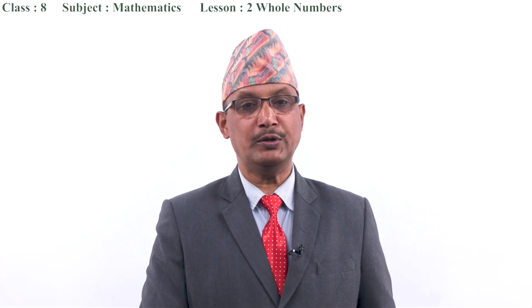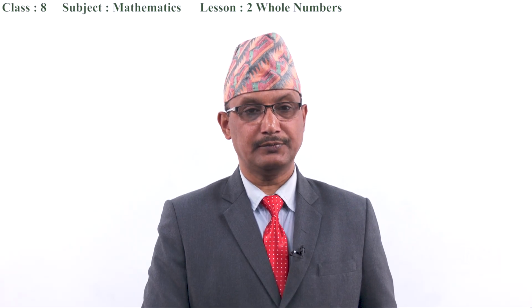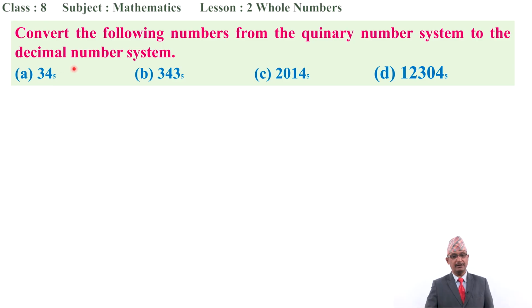So on the basis of this much discussion, now can we discuss some more numbers to convert quinary number into decimal number? Okay, ready? Look here. What is written here? Convert the following numbers from the quinary number system to the decimal number system. We are given some numbers from the quinary number system, because in each number you have seen here the base is 5. So these are the numbers of the quinary number system, and we have to convert them into the decimal number system.